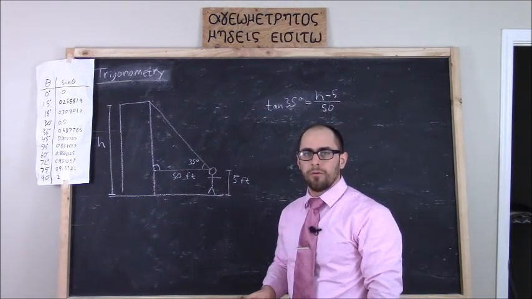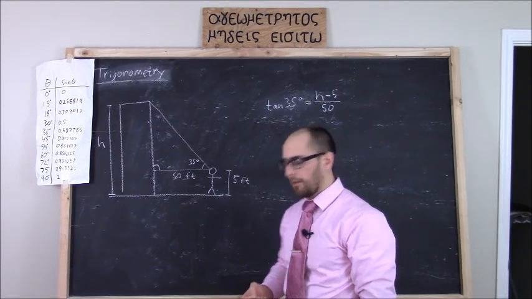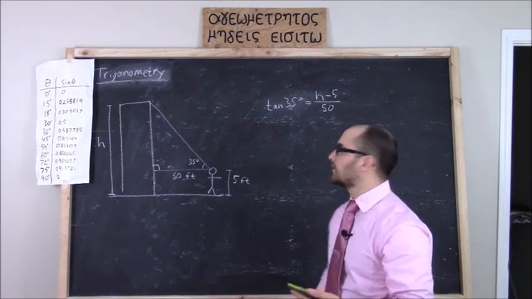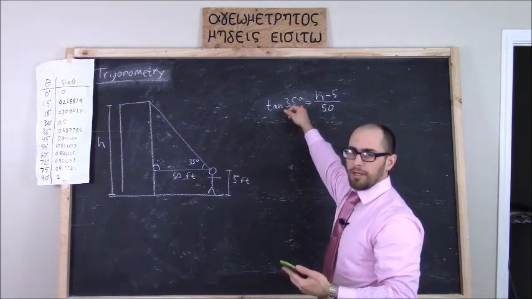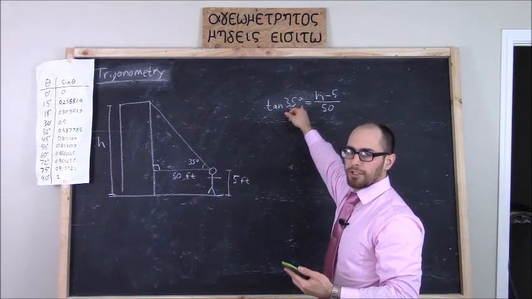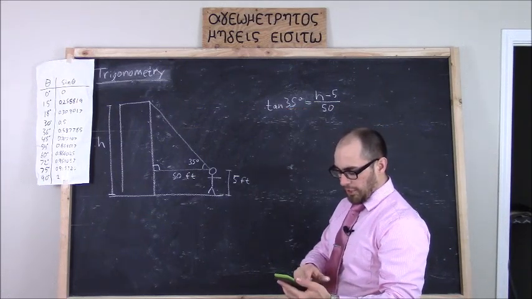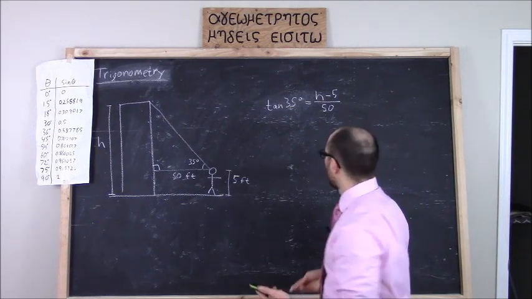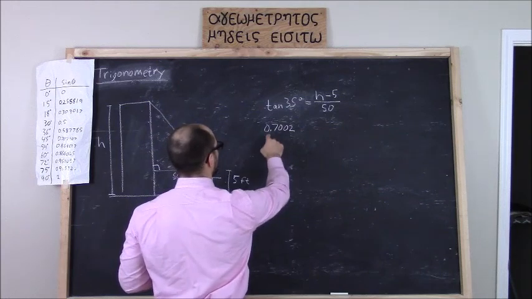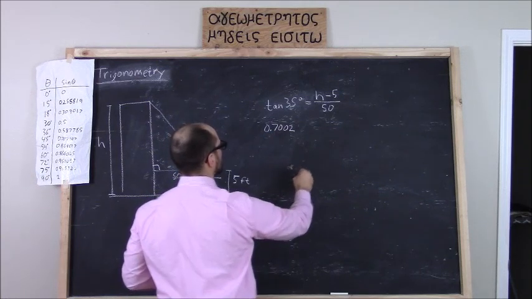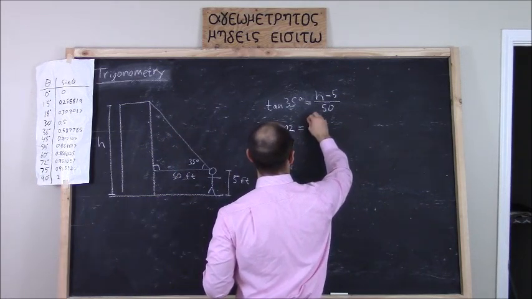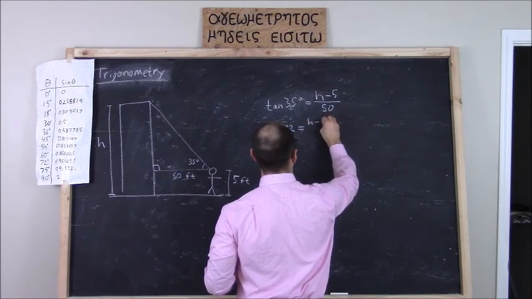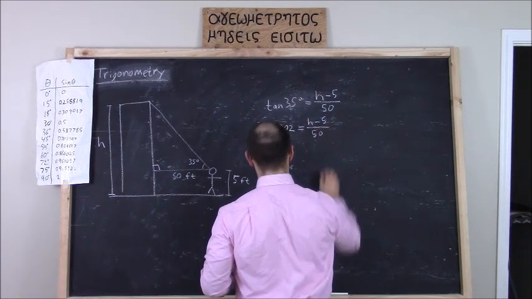Now, we'll pull out a calculator. Make sure your calculator is set to degrees and not radians or some other measure. I'll punch in 35 and hit the tangent button. I get 0.7002 is equal to h minus 5 divided by 50.